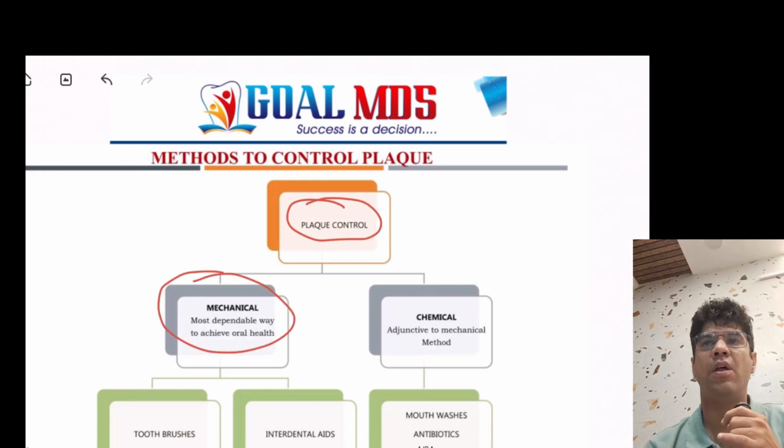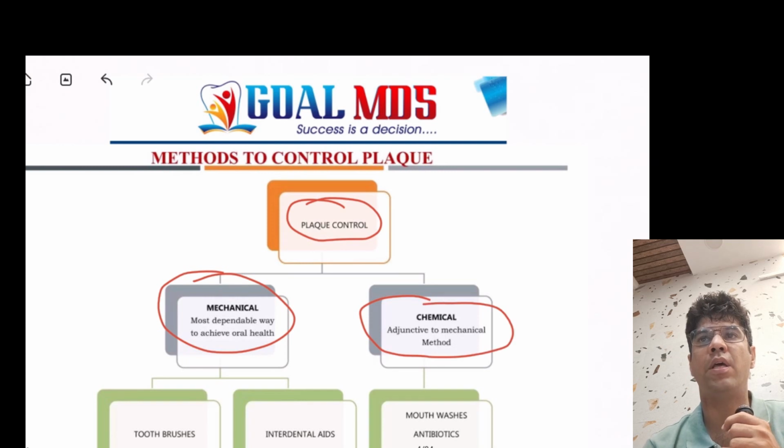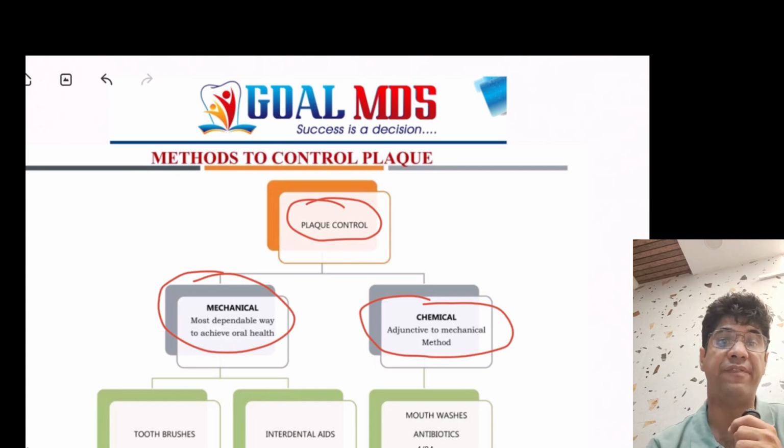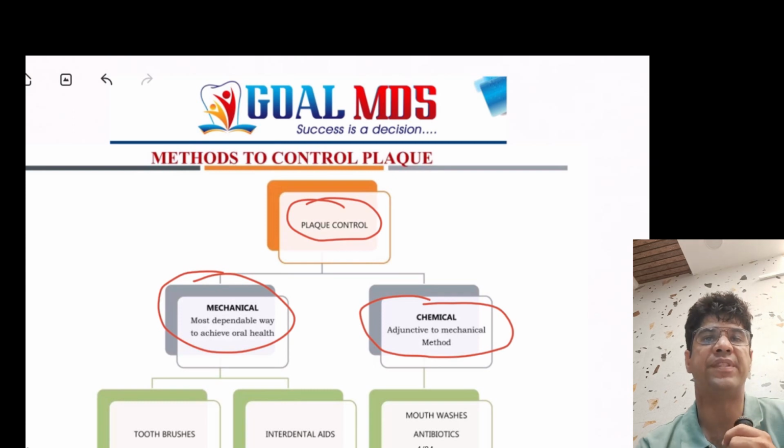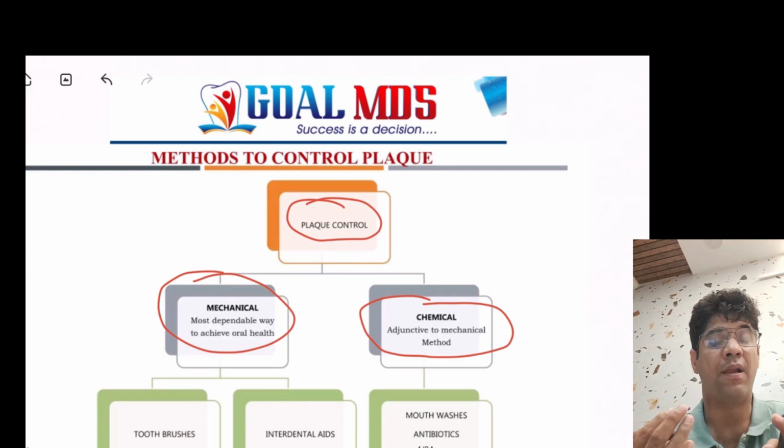Various methods we use for plaque control can be either the mechanical method or the chemical method. The mechanical method of plaque control involves the physical removal of plaque from the surface, like brushing your teeth with a toothbrush or using dental floss to clean between your teeth.